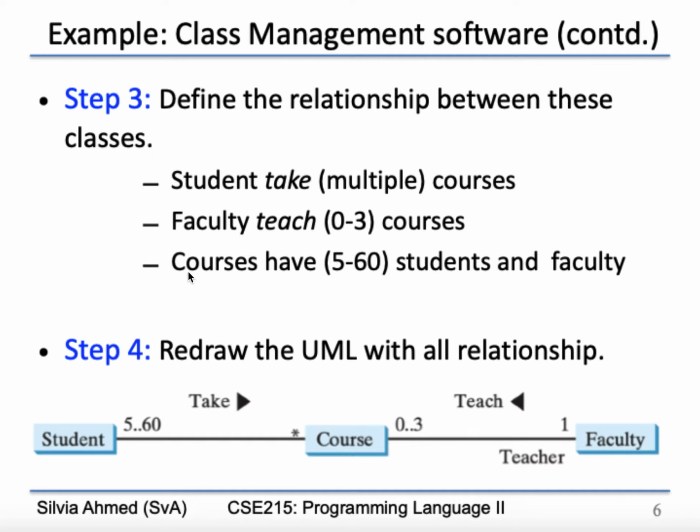Then courses have 5 to 60 students. So if we do it like this, courses have 5 to 60 students. So the lower limit 5, the upper limit 60, and this will sit with the student. And then courses have one faculty, so one will sit with the faculty.